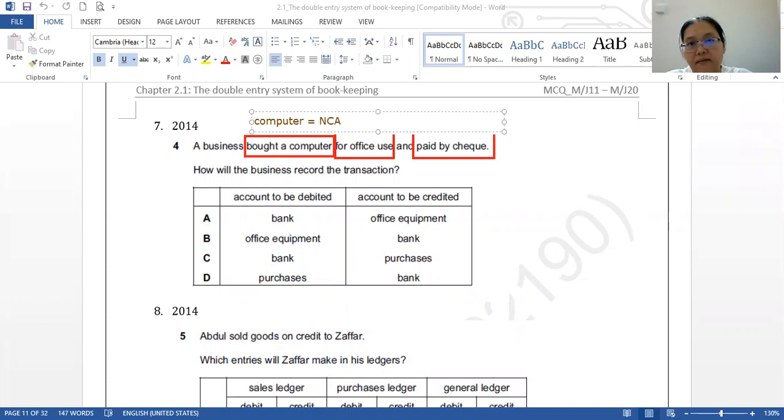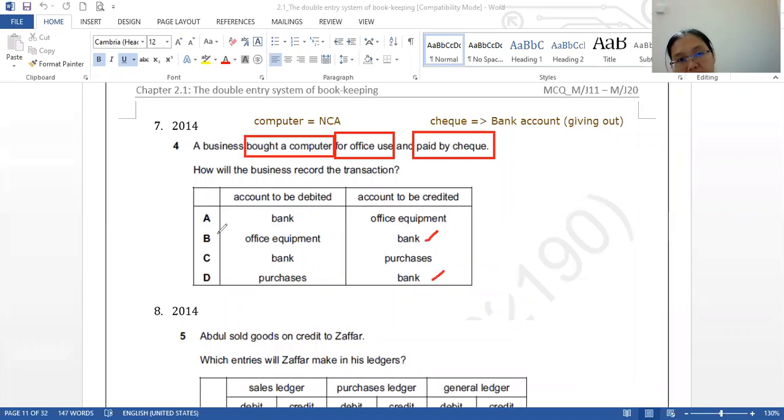Pay by check means the moment you issue the check, it is referred to the bank account. So your entry is the bank giving out the money. So you will debit computer and credit the bank. So this one is your answer for B.